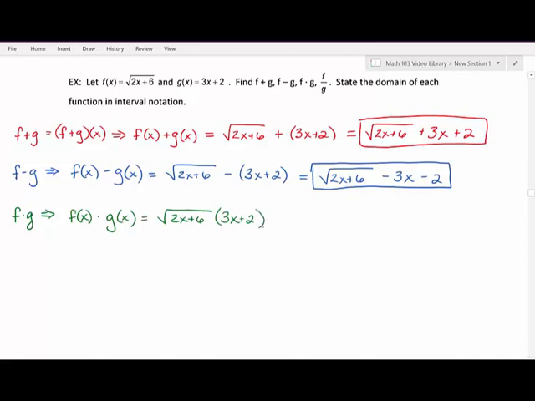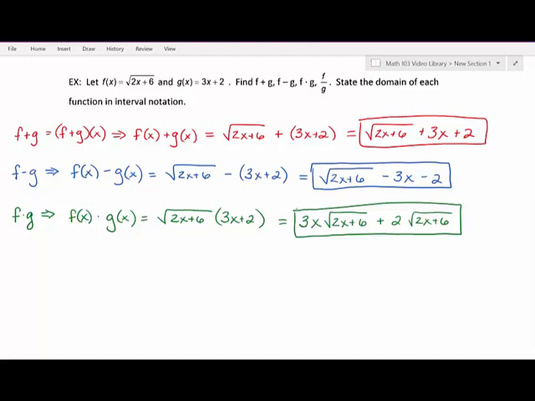To simplify, we can distribute. That'll give us 3x times the square root of 2x plus 6 plus 2 times the square root of 2x plus 6. We look to see if we can simplify it further. We can't. Now, you may notice that those are like radicals, but if we combine like radicals, we're going to end up with what we had in the previous step, and we don't want that. So our product function is 3x times the square root of 2x plus 6 plus 2 times the square root of 2x plus 6.